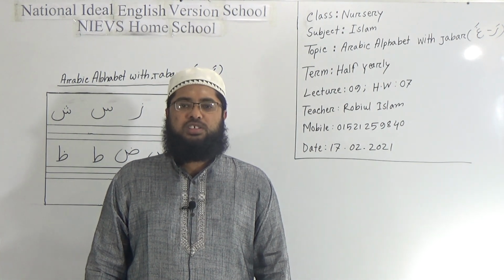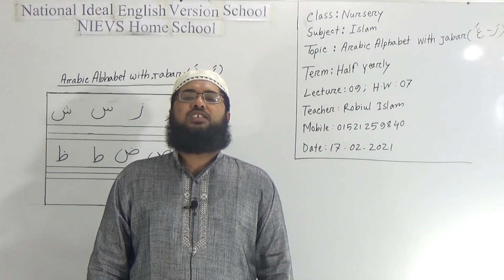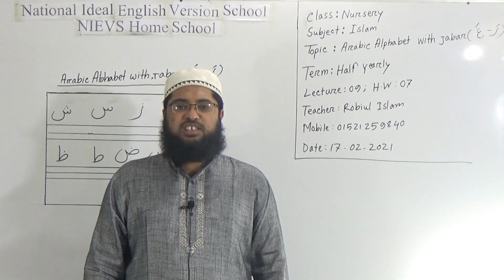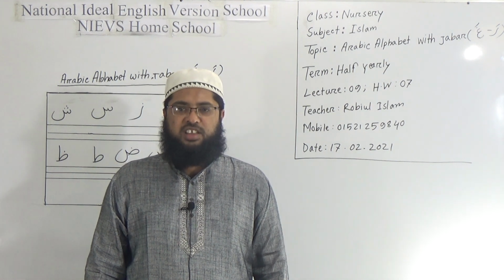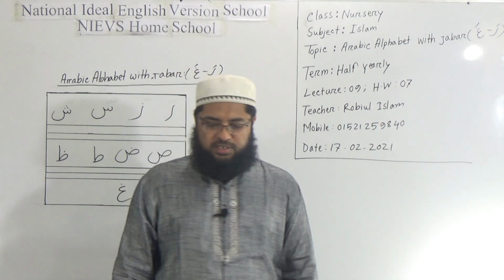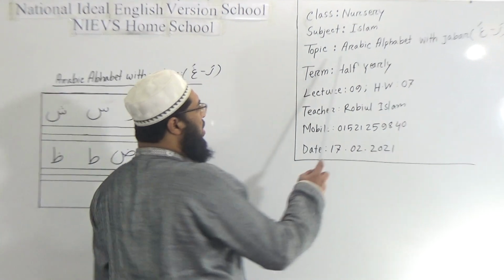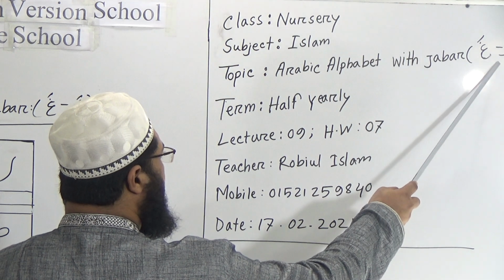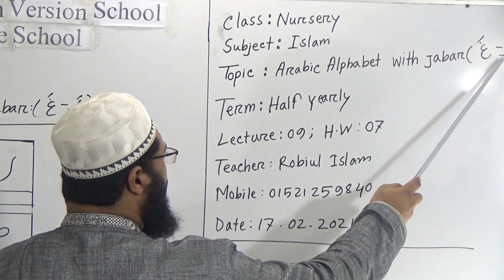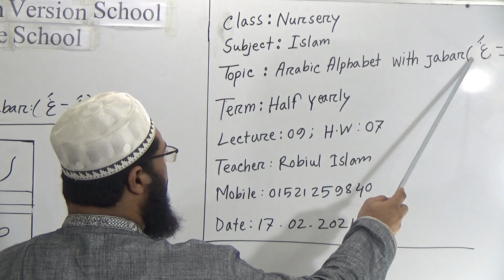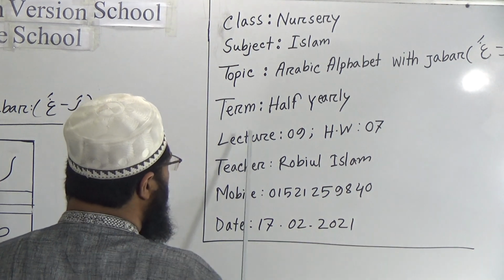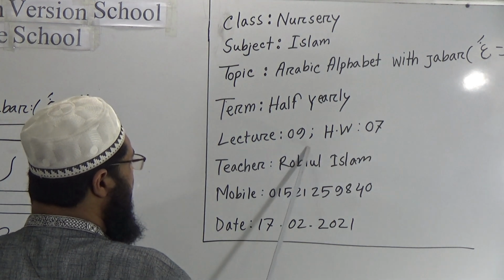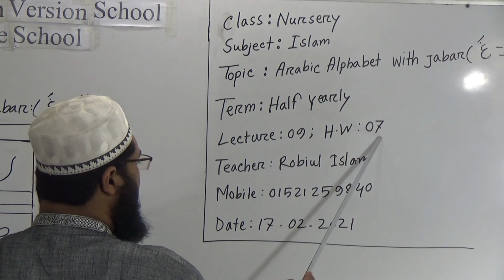This is Mr. Robiul Islam, Assistant Teacher of Islamic Studies of National Ideal University School, morning shift. Today I am going to take an Islamic Studies class for class nursery, and our today's topic is Arabic alphabet with Jabar. My dear students, today we learn from Ra Zabar Ra to Ghain Zabar Gha. Today is our lecture number 9 and SW number 7.